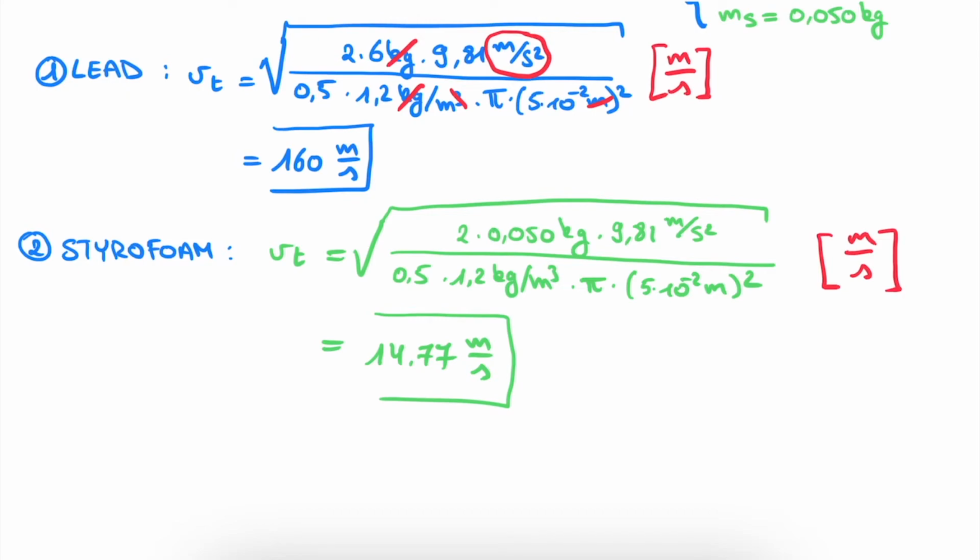So if we drop these two balls from a tower, given enough time, the lead ball will travel at a velocity that is more than 10 times faster than the styrofoam ball. And this difference is only due to the presence of the force of drag. If drag was not present, so for example in a vacuum, then both balls will fall at the same rate.